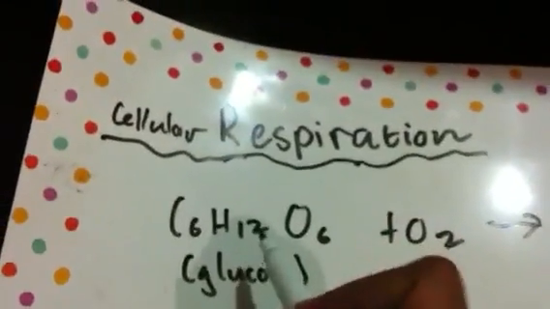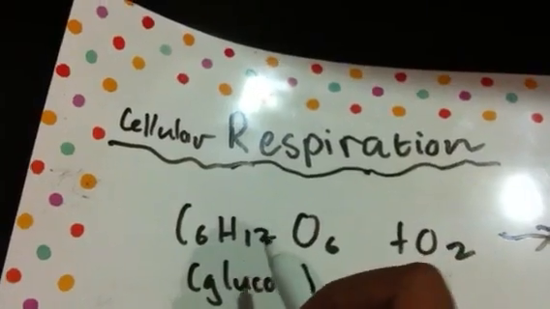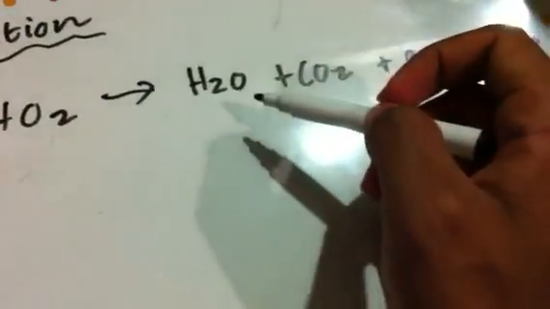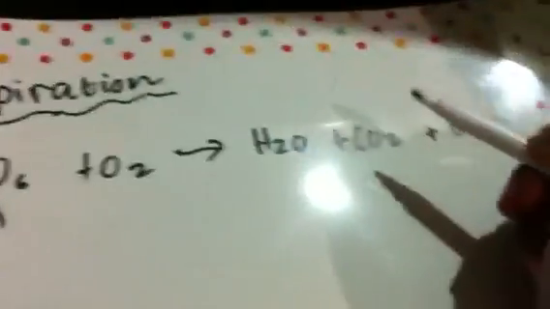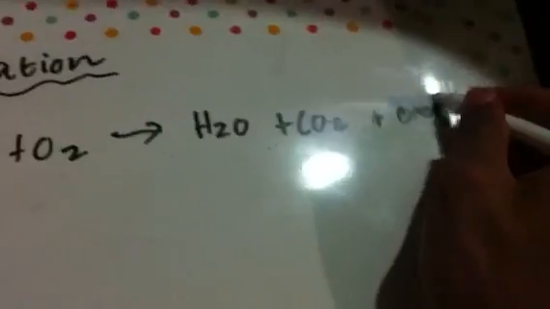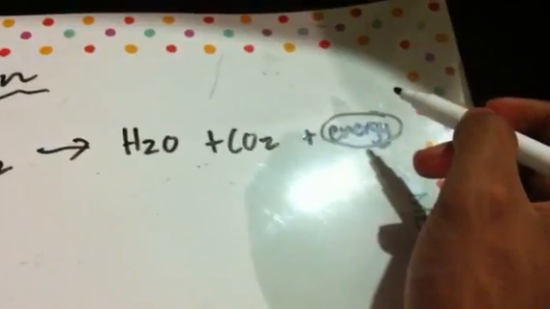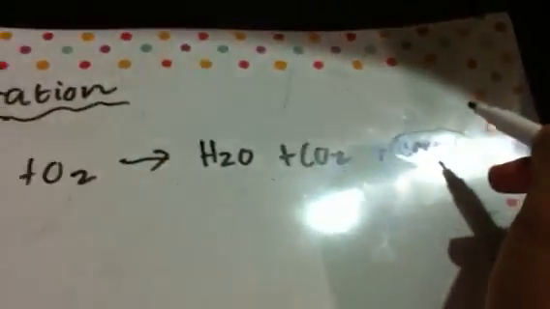Now, if you remember back to your organic chemistry unit last term, you'll realize that this is a classic example of a complete combustion, a complete oxidation, because H2O and CO2 are the byproducts. And of course we have this release of energy, which is what we're interested in when it comes to cellular respiration, because it's this release of energy that allows us to do all the biological processes we do.